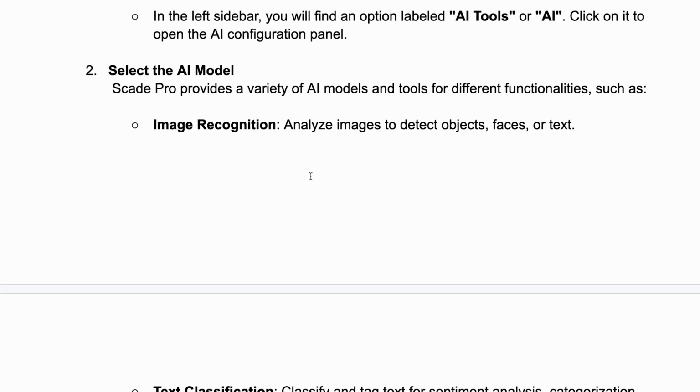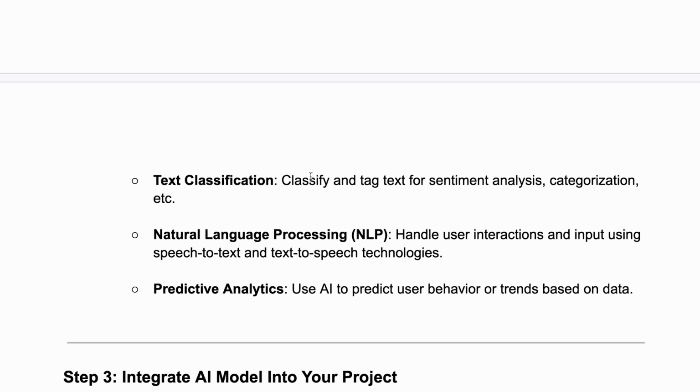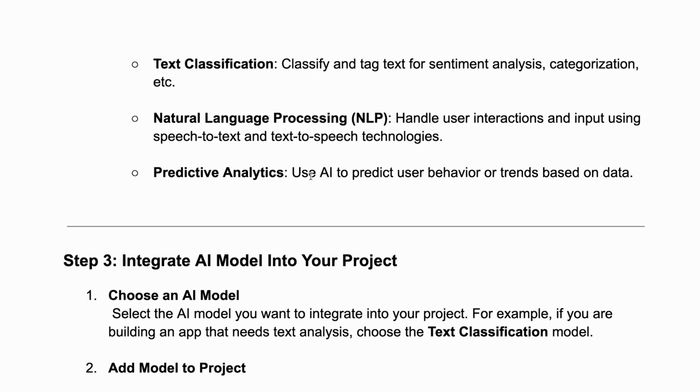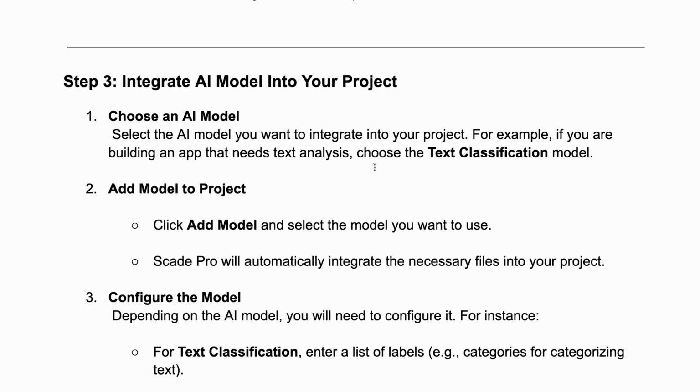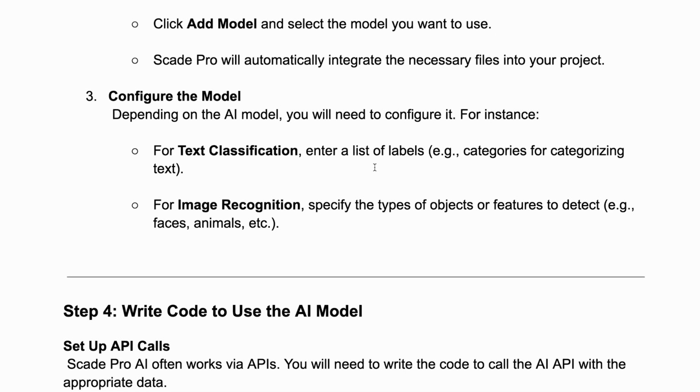Then select the AI model. Scade Pro provides a variety of AI models and tools for different functionalities such as image recognition, text classification, and natural language processing. It also has predictive analytics. Then integrate your AI model into your project. So choose an AI model, add the model to your project, and then configure the model.